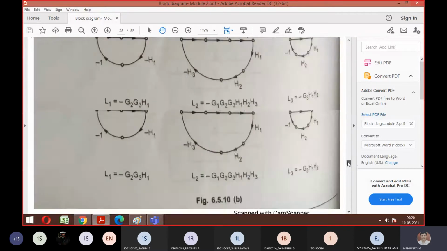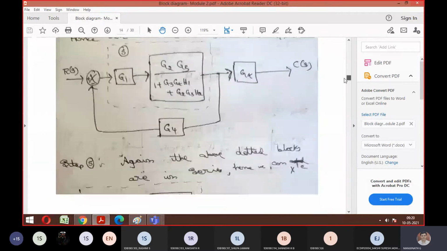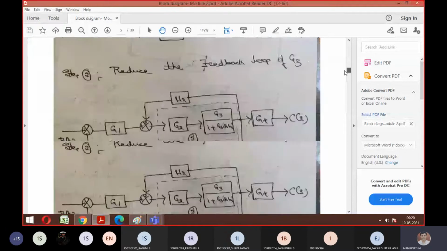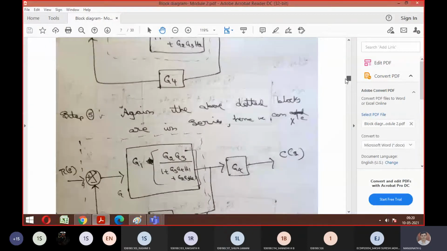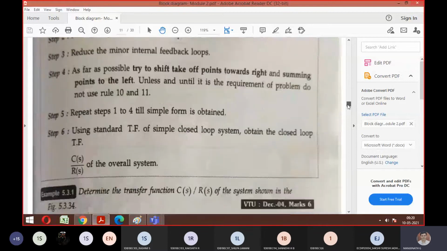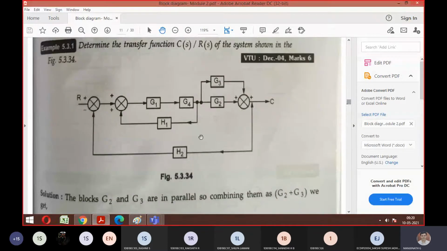Is the PDF visible, guys? Everyone? Okay. Yeah. So let's come back.